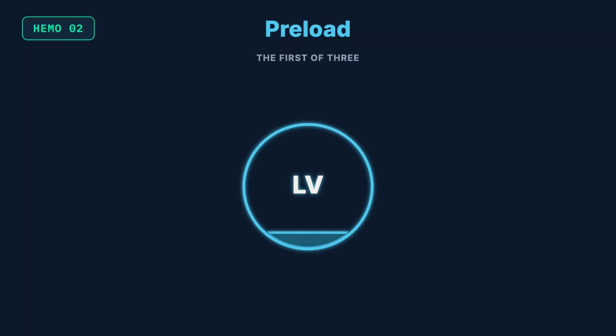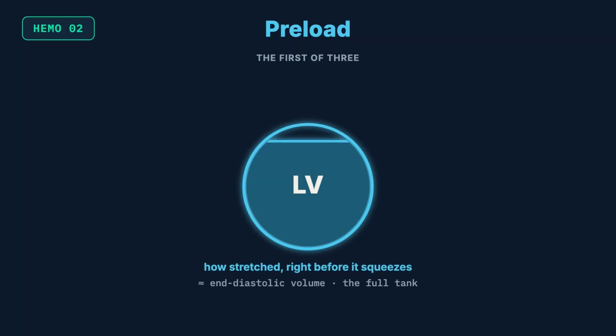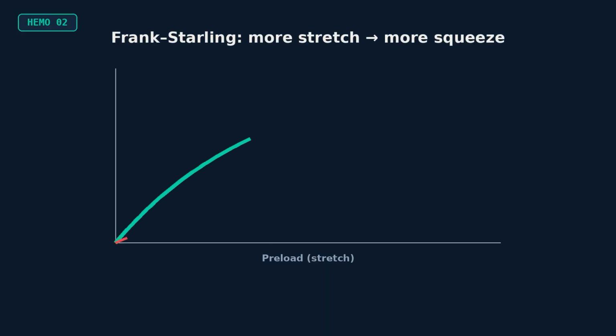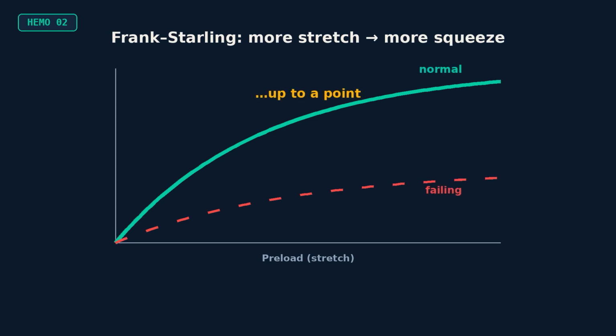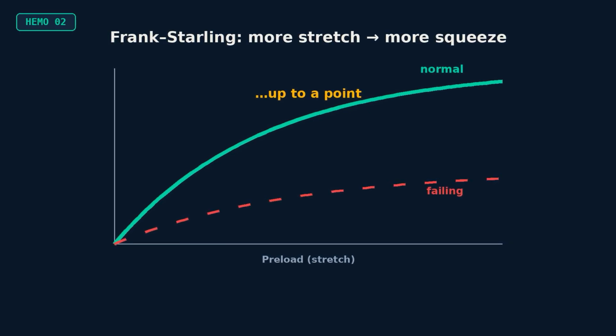Preload is how stretched the ventricle is right before it squeezes, how full the tank is at the end of filling, roughly the end diastolic volume. More stretch, up to a point, means stronger contraction back. That relationship has a name. It's the Frank-Starling. Fill it more, it ejects more, until the muscle is stretched past its useful range and the curve tips over instead of climbing.